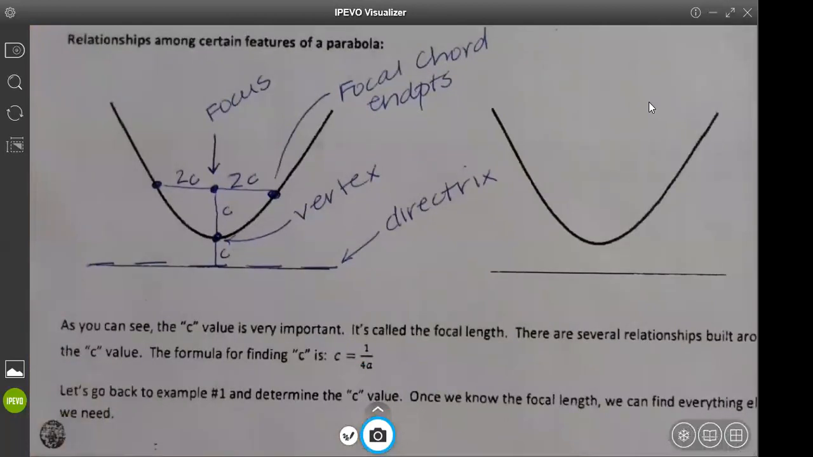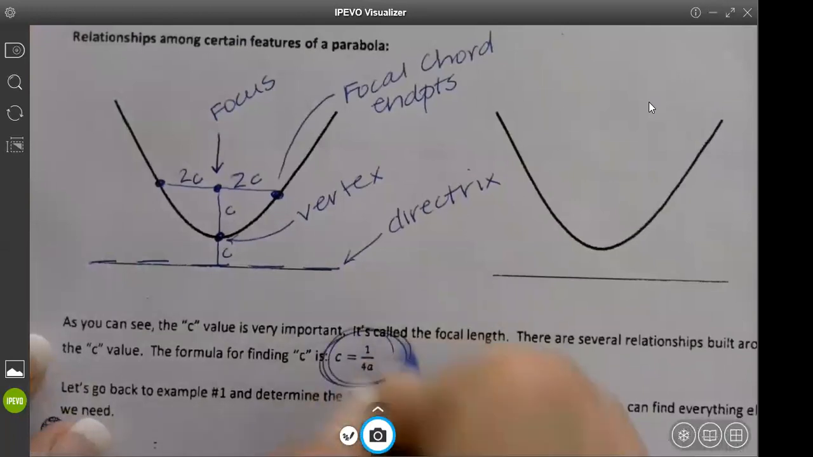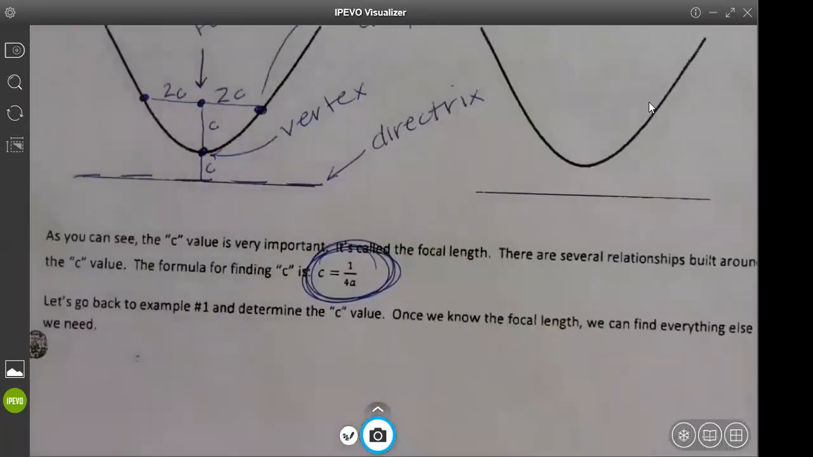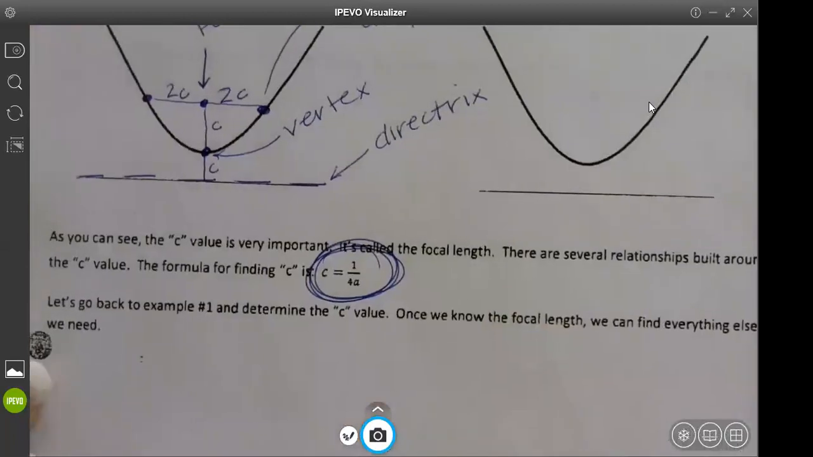So it says, as you can see, the C value is very important. It's called the focal length. There are several relationships built around the C value, and the formula for finding C is C equals 1 over 4A. So you definitely need that. Let's go back to example 1 and determine the C value. Once we know the focal length, we can find everything else we need.